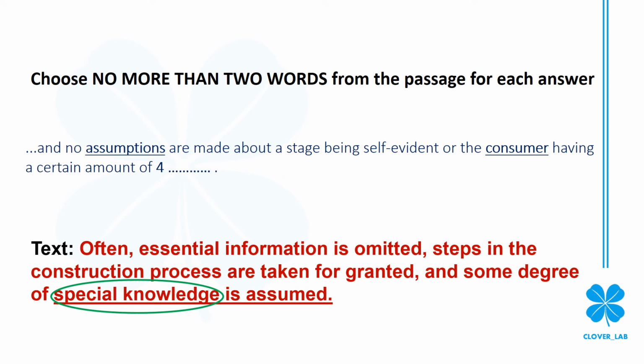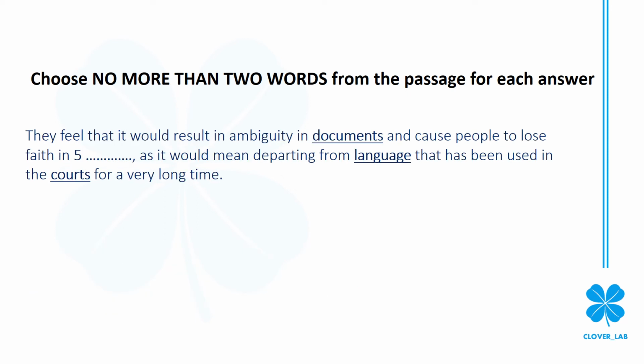Okay, now we come to the final gap. It occurs in the middle of a long sentence. So we should select keywords as before. Well, I think that documents, language, and courts are the best ones to scan for. Okay, we scan for them and soon identify the sentence containing the answer. But there is more work, of course, to be done to find the word or words we need. Let's have a look at the text.